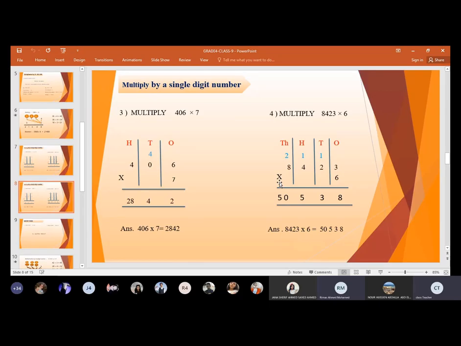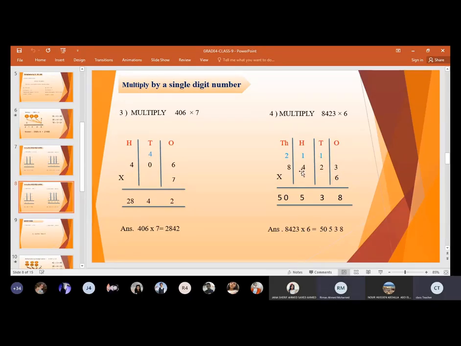Teacher, write it. Now this number is multiplied by 6. How can I multiply the number? First, you take number 6, multiply by 3. 18. So write 8 and carry 1 to the tens place. Yes. Now multiply the number 6 by 2. 12. And add the carry. So 12 plus 1, 13. Write 3 in the tens place and carry 1 to the next place value.